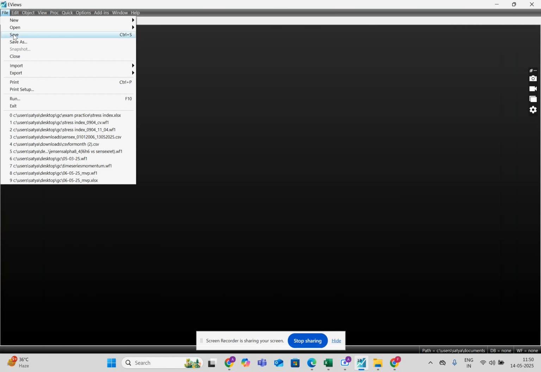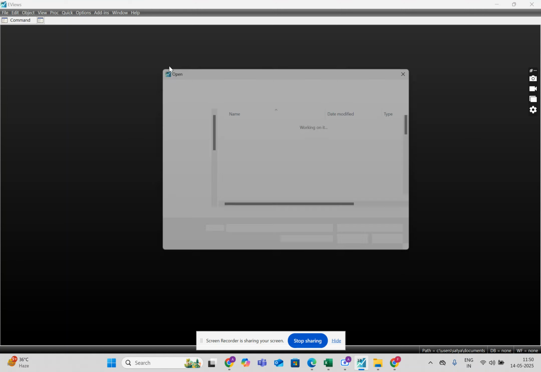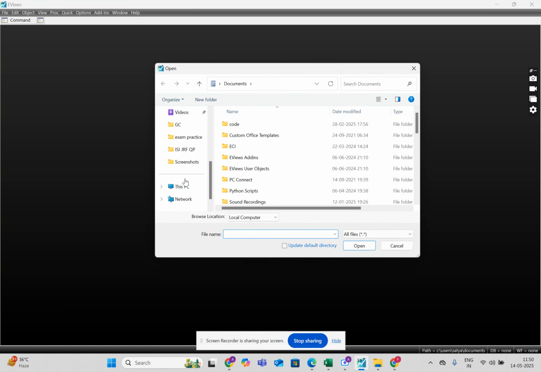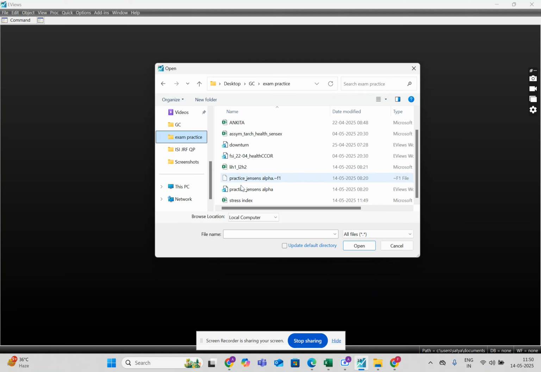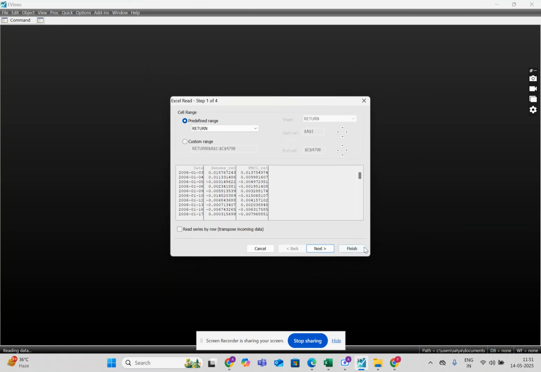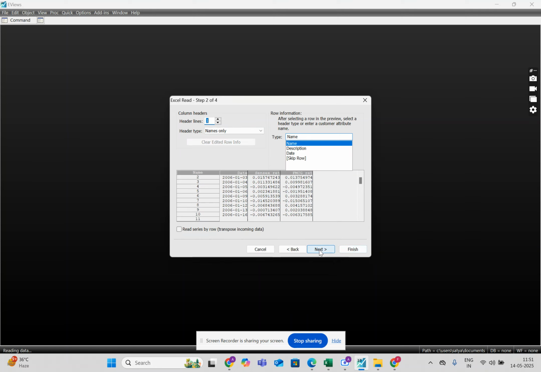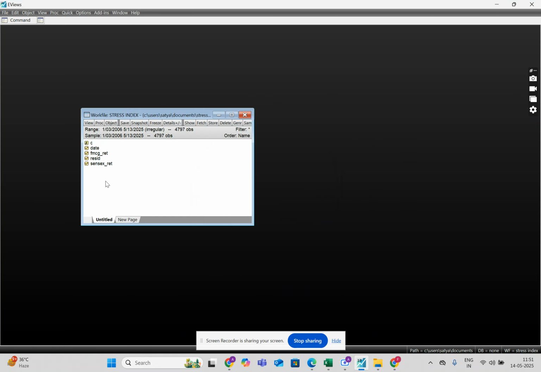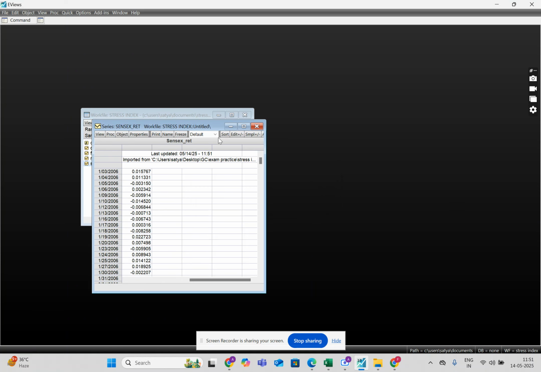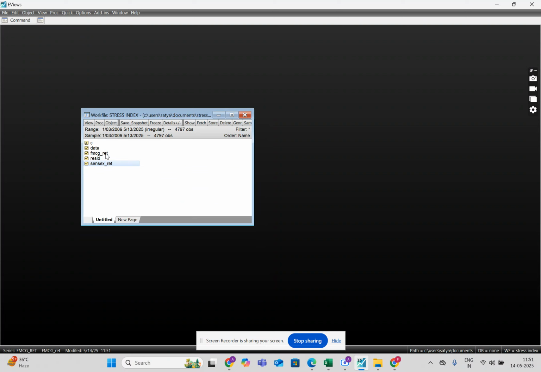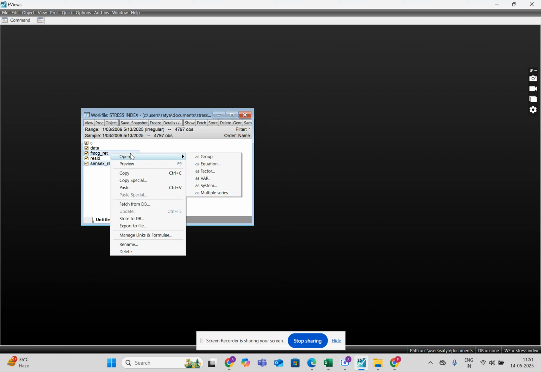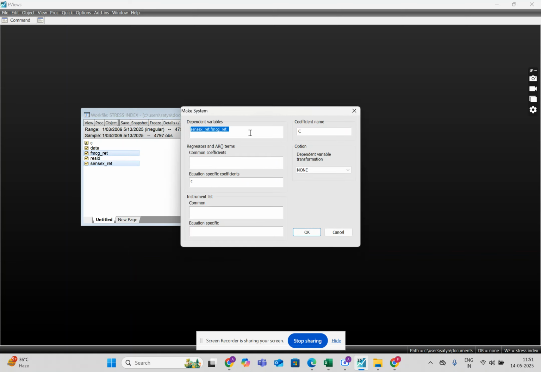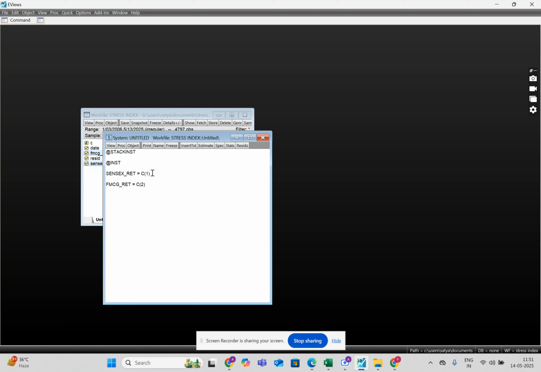So let's go to file, let's go to import from file. So here it is. So here we have it. So okay, let us form the conditional correlation. Open as system. Okay. Sensex is 1, FMCG is 2. Now we go to estimate.